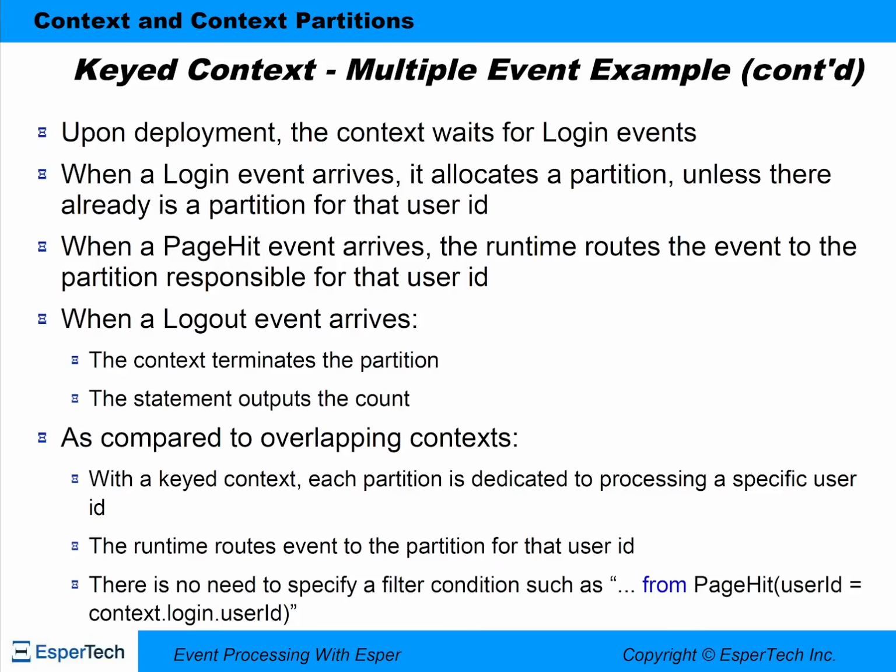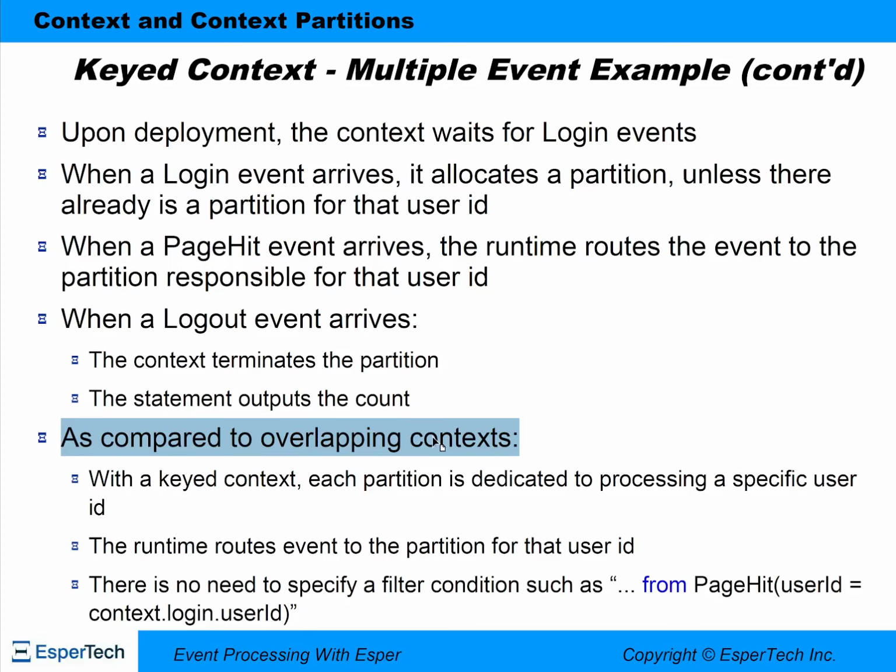This slide provides explanations for the prior example. Upon deployment, the context waits for login events. When a login event arrives, it allocates a partition, unless there already is a partition for that user ID. When a page hit event arrives, the runtime routes the event to the partition responsible for that user ID. When a logout event arrives, the context terminates the partition. When a logout event arrives, the statement outputs the count.